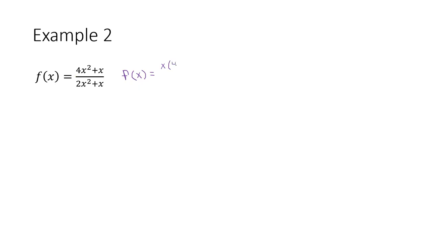4x squared divided by x is 4x. x divided by x is 1. Then 2x squared plus x also has a GCF of x. 2x squared divided by x is 2x, and then x divided by x is again 1. So this time these have a common factor of x, and any common factor that's in both the numerator and the denominator, I can just cancel out.